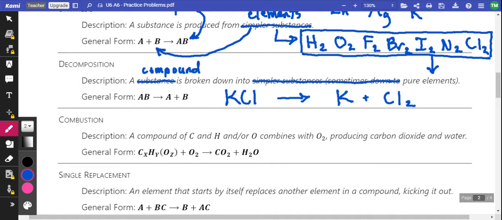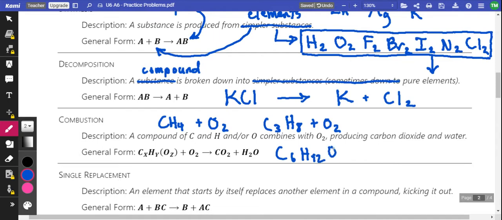So C's and H's, like CH4 plus O2 would be a combustion reaction, or C3H8 plus O2 would be a combustion reaction, or C6H12O6 plus O2 would be a combustion reaction. Anytime we have C's and H's, maybe some O's, reacting with oxygen, O2, the elemental form of oxygen, that's going to be a combustion reaction. And our products are always going to be carbon dioxide and water.